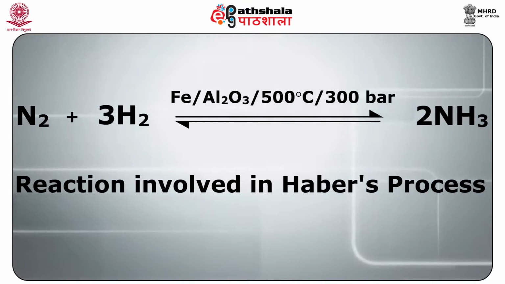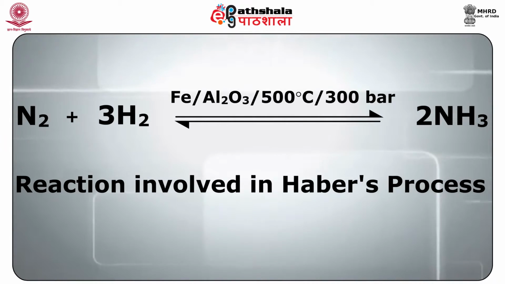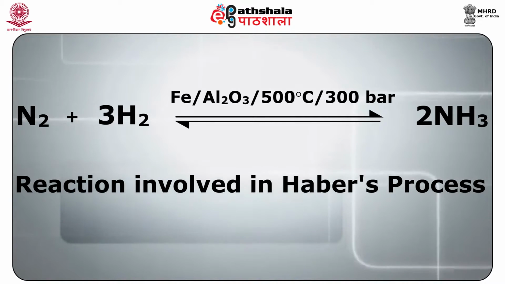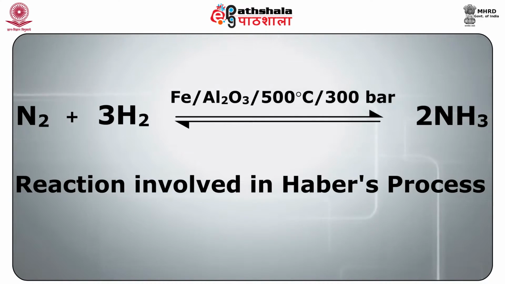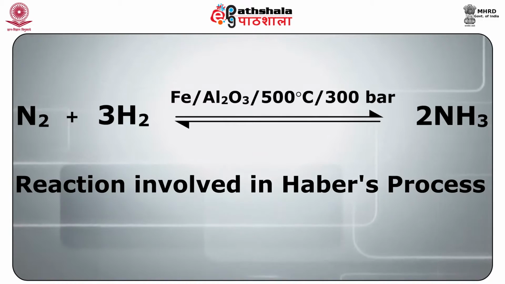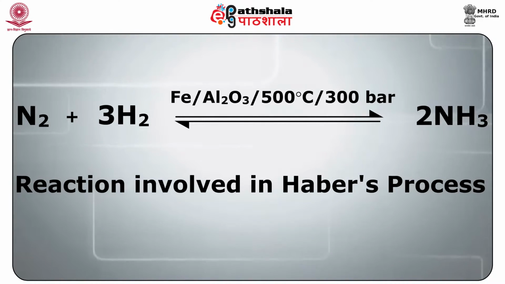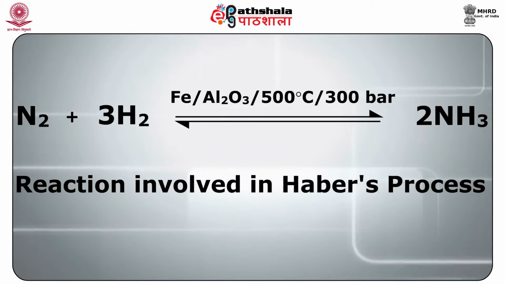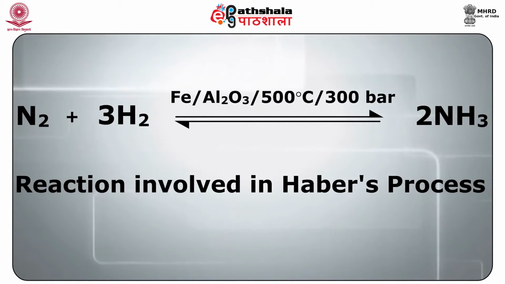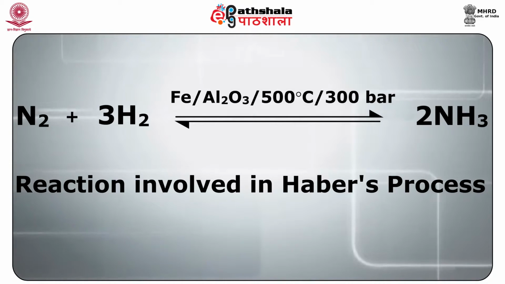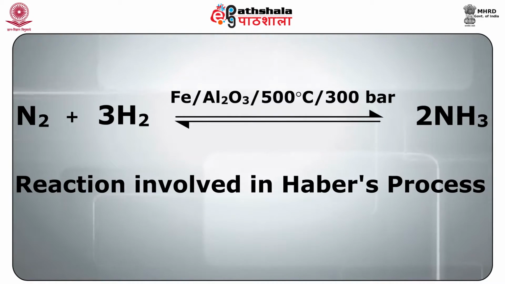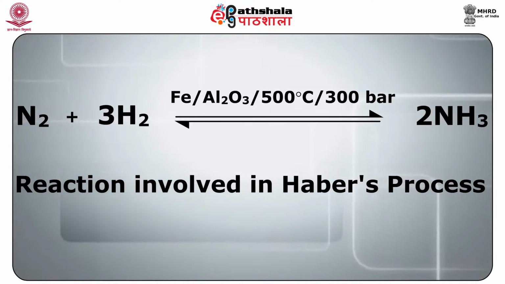One of the most successful industrial processes of dinitrogen fixation is called Haber's process, which includes catalytic reduction of dinitrogen over an iron aluminum trioxide catalyst at a high temperature of around 500 degrees Celsius and high pressure of about 300 bar. Here we can see the reaction involved in Haber's process, which includes the combination of one molecule of dinitrogen and 3 molecules of dihydrogen under the specified conditions to form 2 molecules of ammonia.